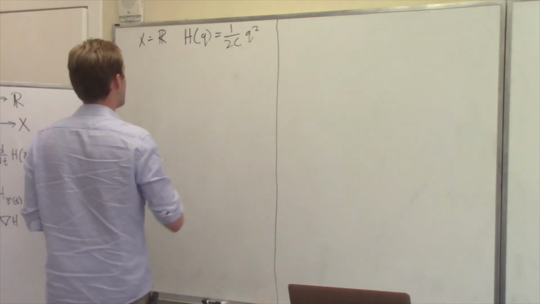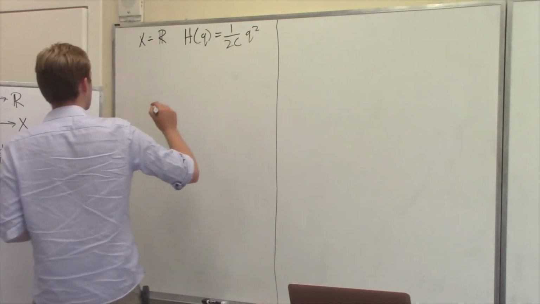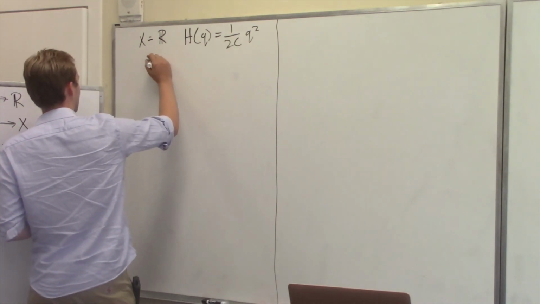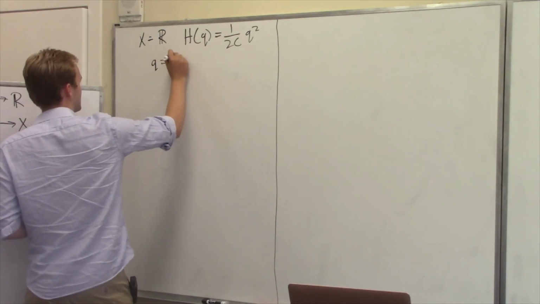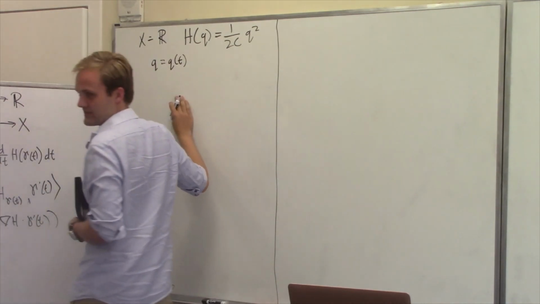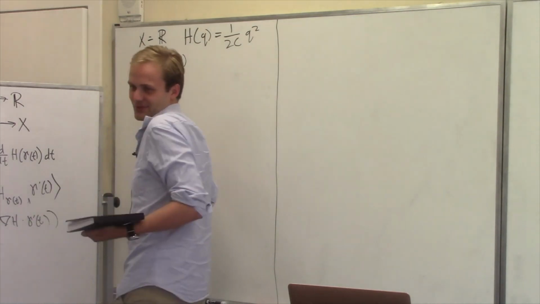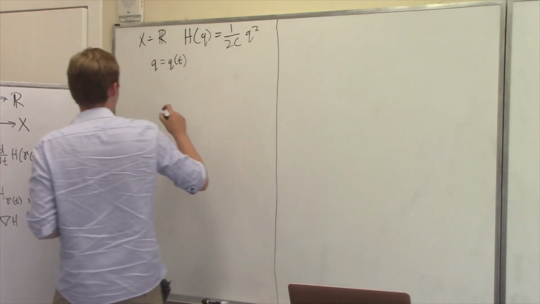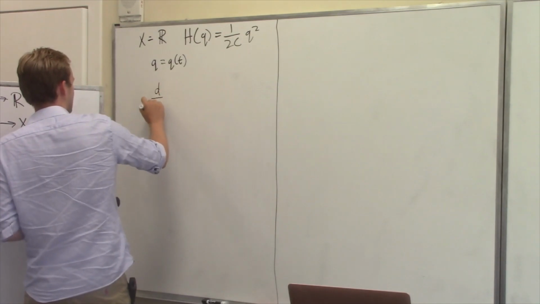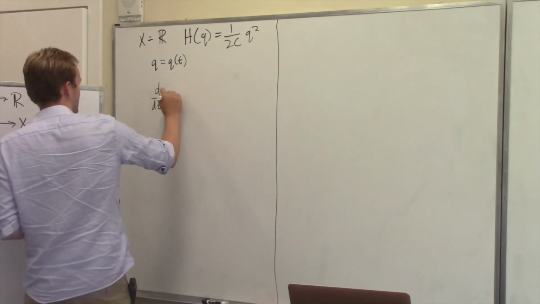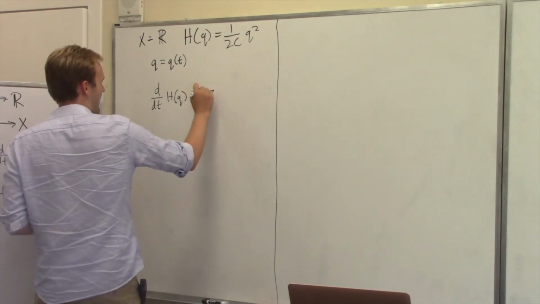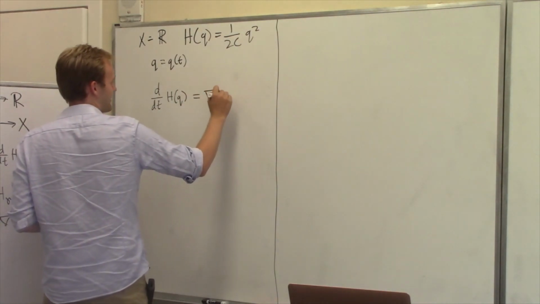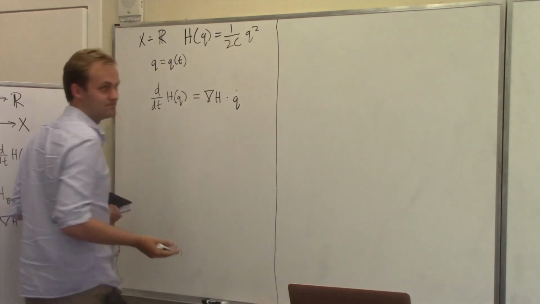So now let's apply this here. So let's suppose that q is a function of time. Q equals q of t. We're going to be a physicist here for a second because we're doing physics, so why not? And then we're going to say d dt H of q is grad H times q dot.